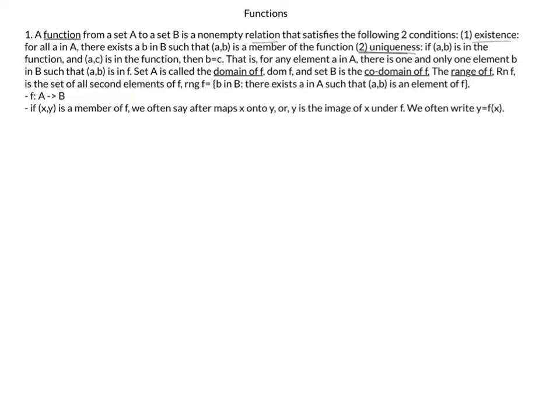We will start with the definition of a function. So a function from a set A to a set B is a non-empty relation that satisfies two conditions. One, existence. That is, for all elements a in the set A, there exists a b in the set B such that (a, b) is a member of the function. And two, uniqueness. If (a, b) is in the function and (a, c) is in the function, then necessarily b equals c. That is, for every element a in A, there is exactly one, one and only one element b, such that (a, b) is in F.